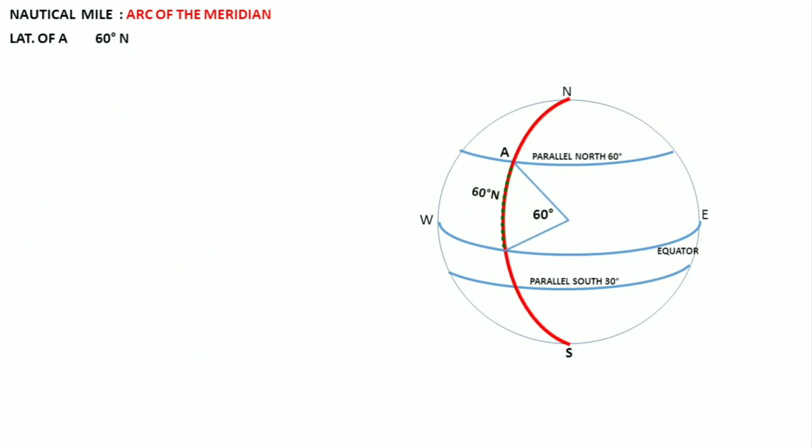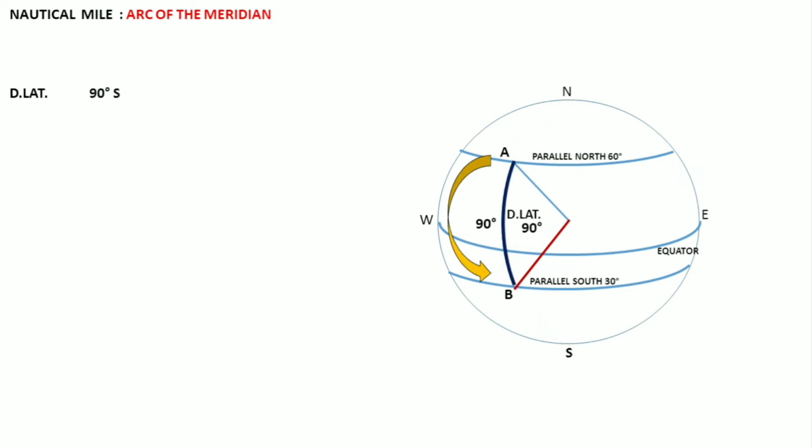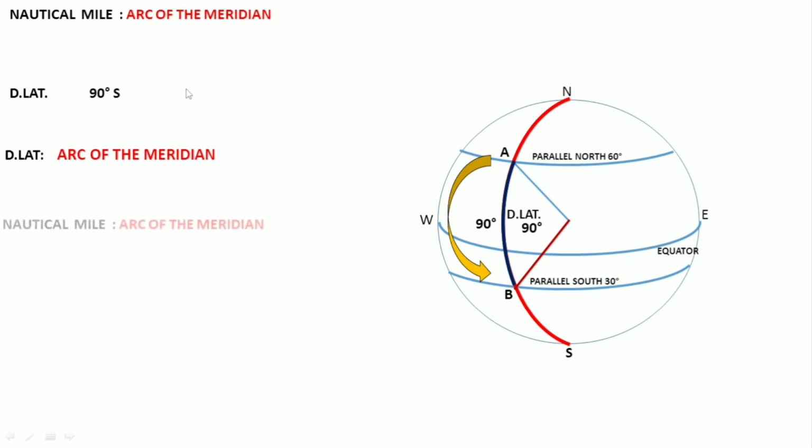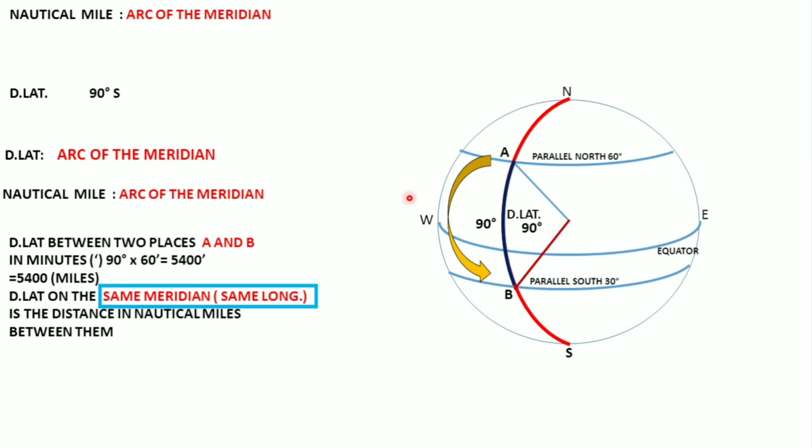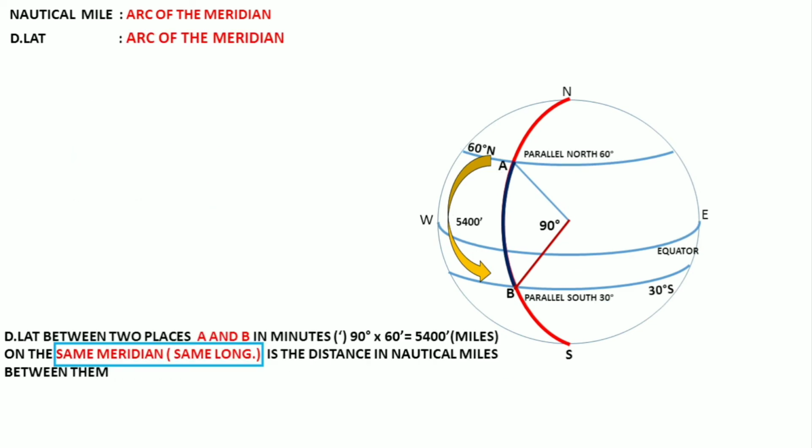Now if we had 2 points, A here, I'm showing you as 60 degrees north, B 60 degrees south, 30 degrees south. The D lat between them is 90. The D lat is what? It is the arc of the meridian. And you go by the definition of nautical mile. I can convert this D lat into distance only if these 2 points are on the same longitude or same meridian. So if there are 2 points which are exactly on the same meridian, north and south of each other, the D lat between them is the distance also between them. So this is important for you to remember. Only if the 2 points are on the same meridian, that means the longitudes are the same, then the D lat is the distance between them and can be converted into distance.